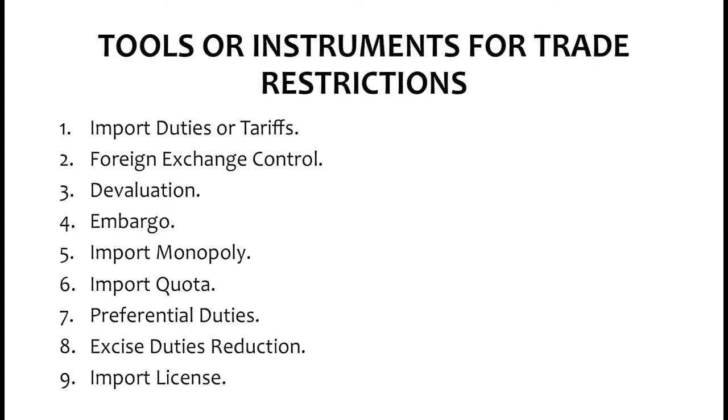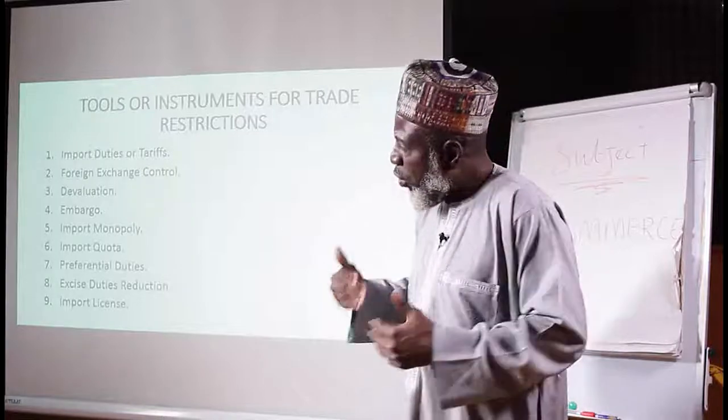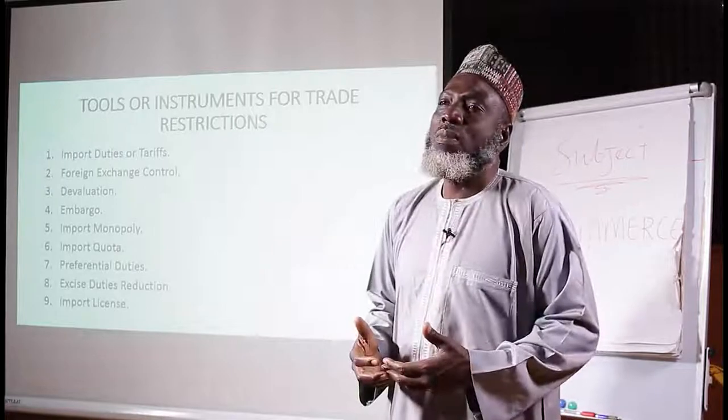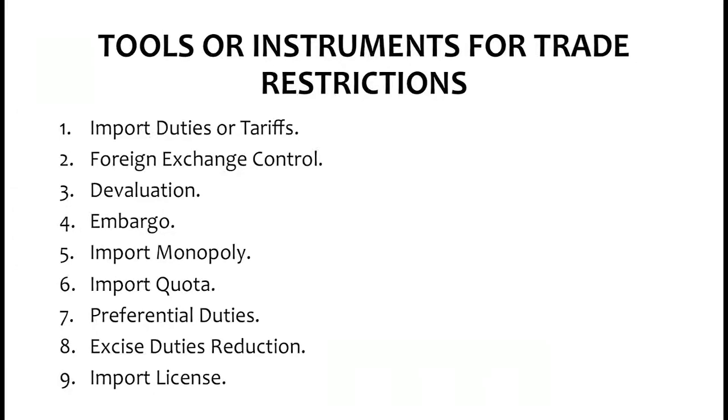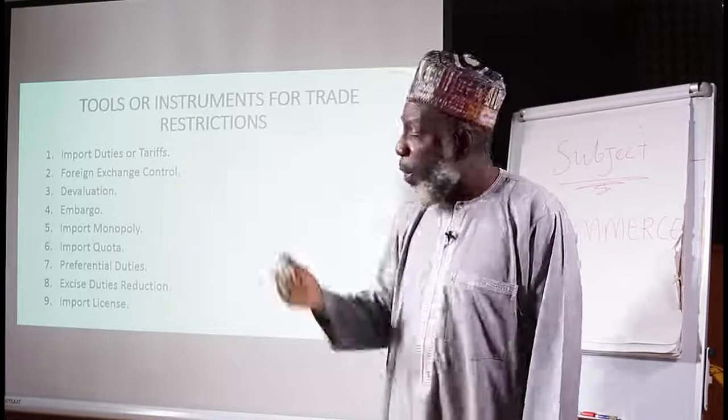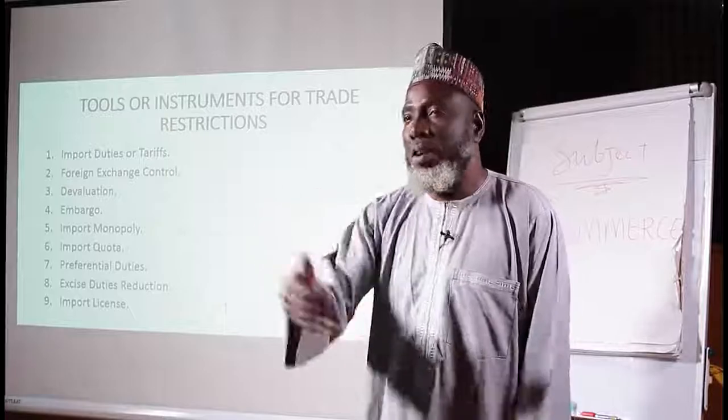Then we have devaluation. This is where the value of money is being reduced. And it's done for many reasons. A country can devalue its currency in order to discourage people from outside coming to buy their own goods. It can equally devalue the currency in order to attract local industries. Then we have embargo. This is the placement of ban on certain goods. Just like we have in Nigeria today, the federal government has placed embargo on the importation of foreign rice.